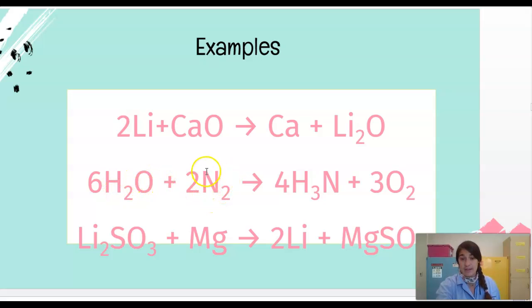Nitrogen is an anion, so it is switching places with the oxygen. So now hydrogen and nitrogen are together, oxygen's by itself. Then over here we have lithium sulfite reacting with magnesium. Magnesium is a cation, so it's going to switch with the lithium. So now lithium is alone, and the magnesium sulfite, they are together.